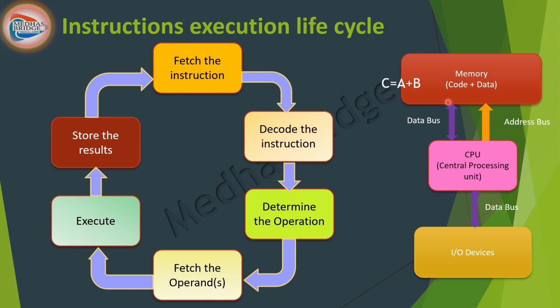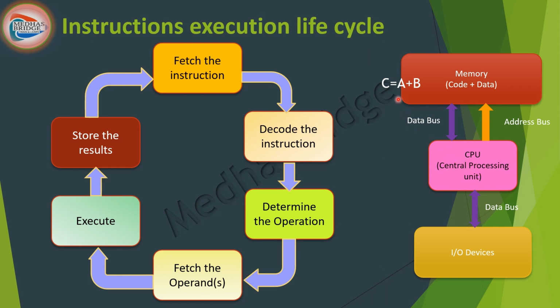Let's say it fetches the instruction. The next thing would be the CPU trying to decode the instruction. Decoding means understanding what that instruction means and then what the CPU should do with that instruction. Let's say the CPU determines the operation to be performed. While looking at the operation, it also determines what operands are required to perform that particular operation.